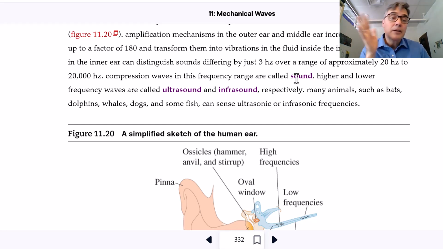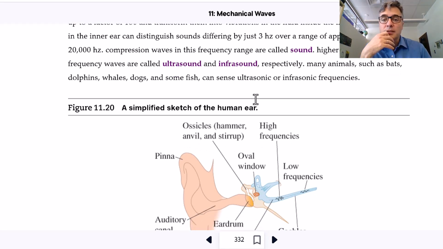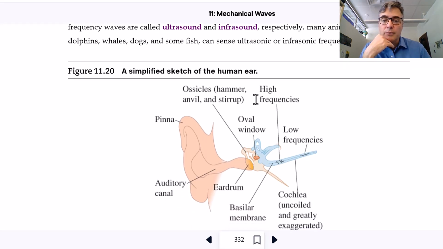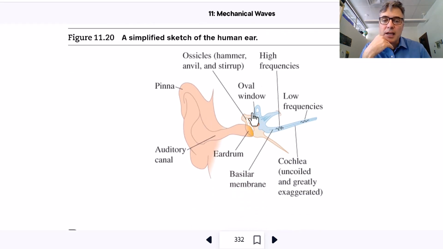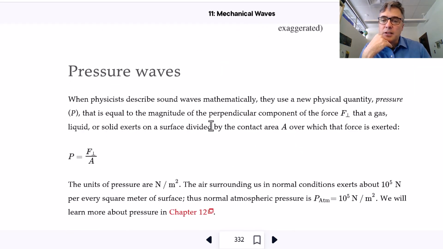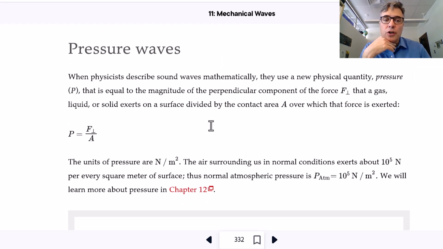If you have higher frequencies than 20,000 hertz, that's called ultrasound. Lower frequencies than 20 hertz, that's called infrasound. And many animals can sense ultrasonic or even infrasonic frequencies. There's a sketch of the human ear, good to look at that. This is a compression wave, also called a pressure wave.